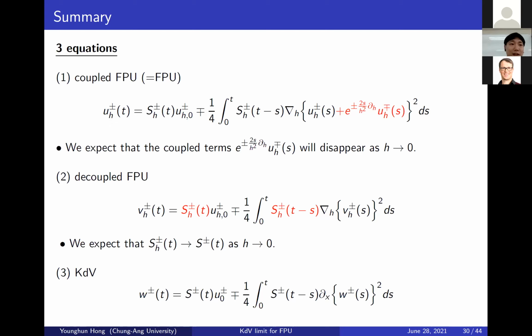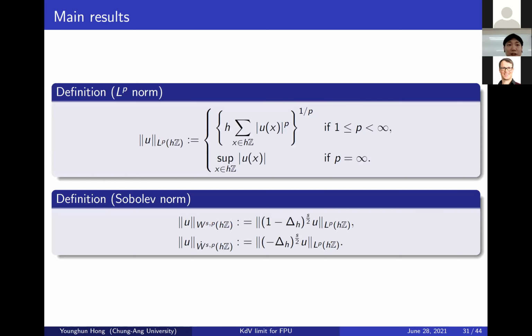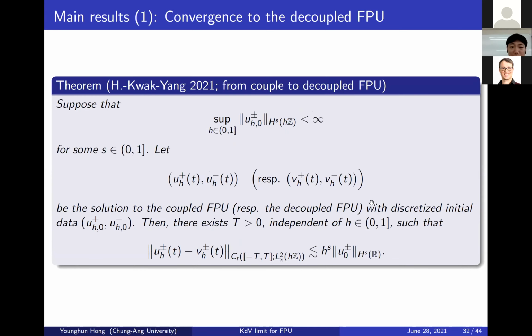Okay, then now let me show you the result. In order to state the main theorem, we need the norms. On the lattice domain, in the context of the continuum limit, this is the natural definition of the L^p space, putting h in it. Putting this extra constant is very natural in consideration of the Riemann sum. And the Sobolev norms are defined in a standard way. What we proved is that when the initial data is bounded in the Sobolev norm, then the solution to the coupled FPU converges to the solution to the decoupled equation with this rate.